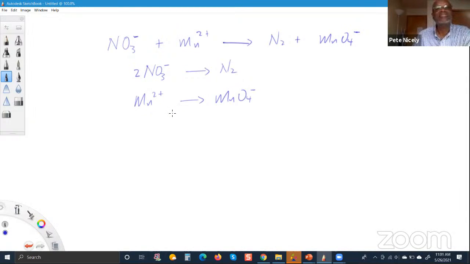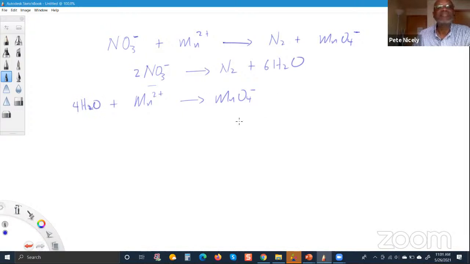Okay, the next step is that we balance the oxygens by adding water where needed. So in the case of the first half equation, we have 6 oxygens on the left, and therefore we're going to add 6 water molecules on the right. In the case of the second half equation, we have 4 oxygens on the right, which means that we add 4 water molecules on the left.